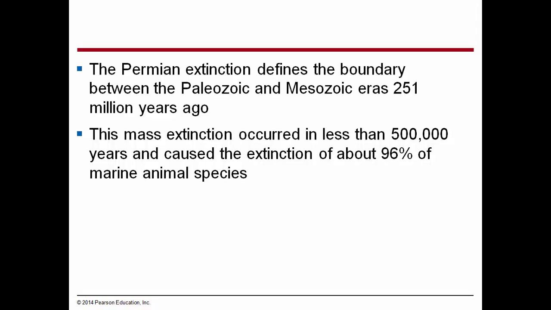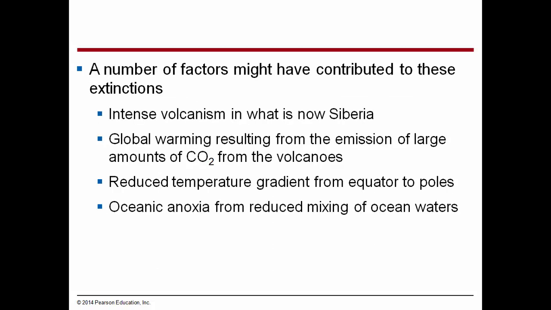The Permian extinction defines the boundary between the Paleozoic and Mesozoic eras, 250 million years ago. This mass extinction occurred in less than 500,000 years and caused the extinction of about 96% of marine animal species. A number of factors might have contributed to these extinctions.